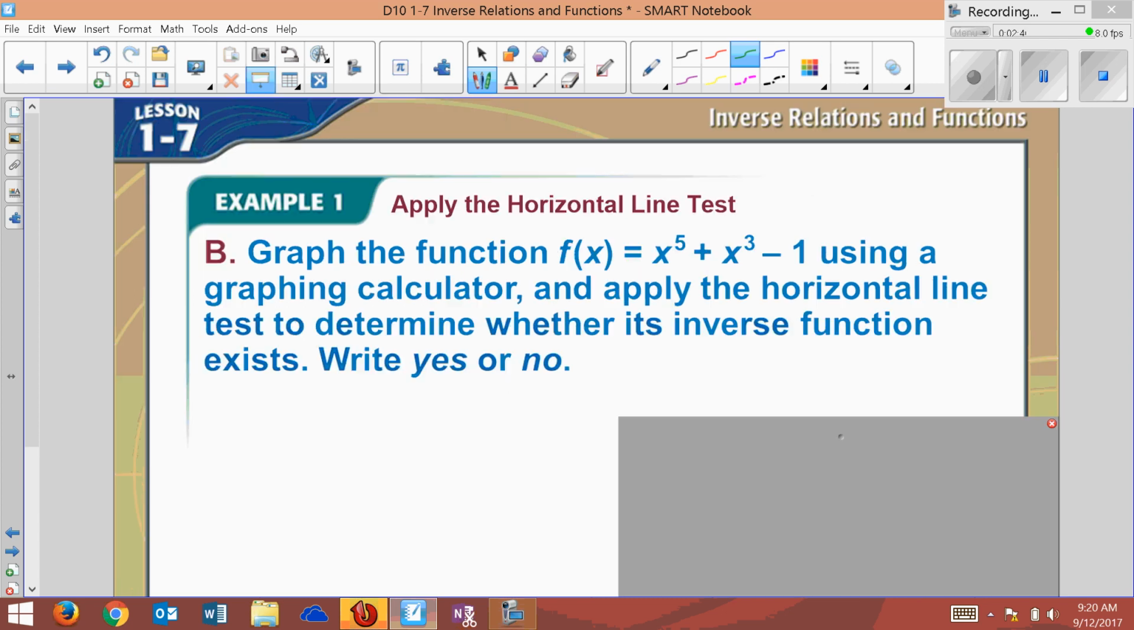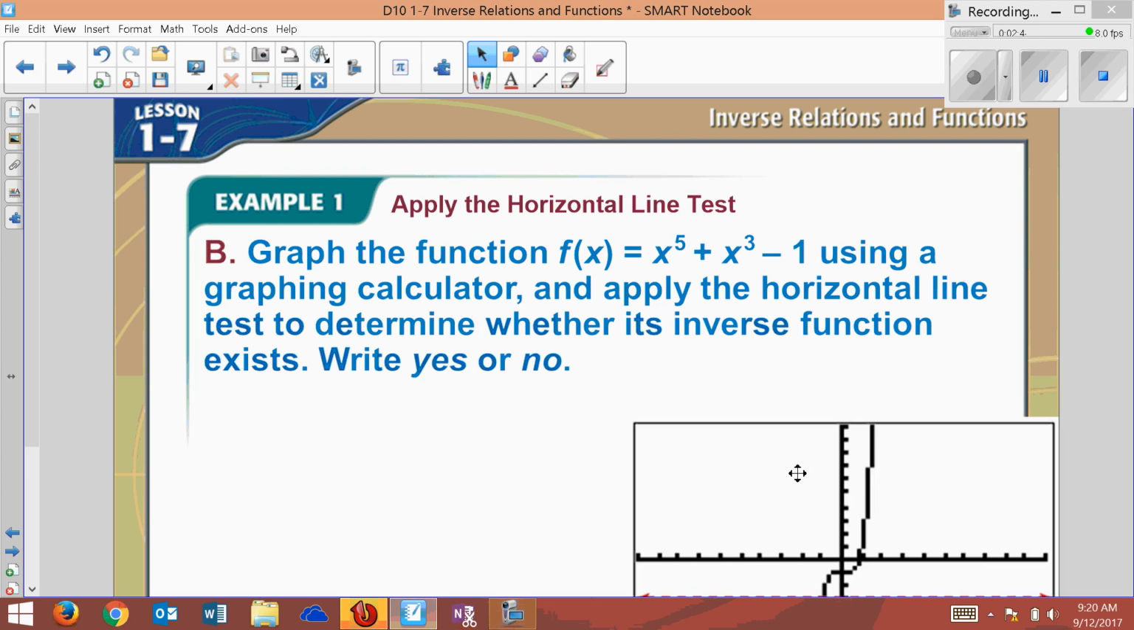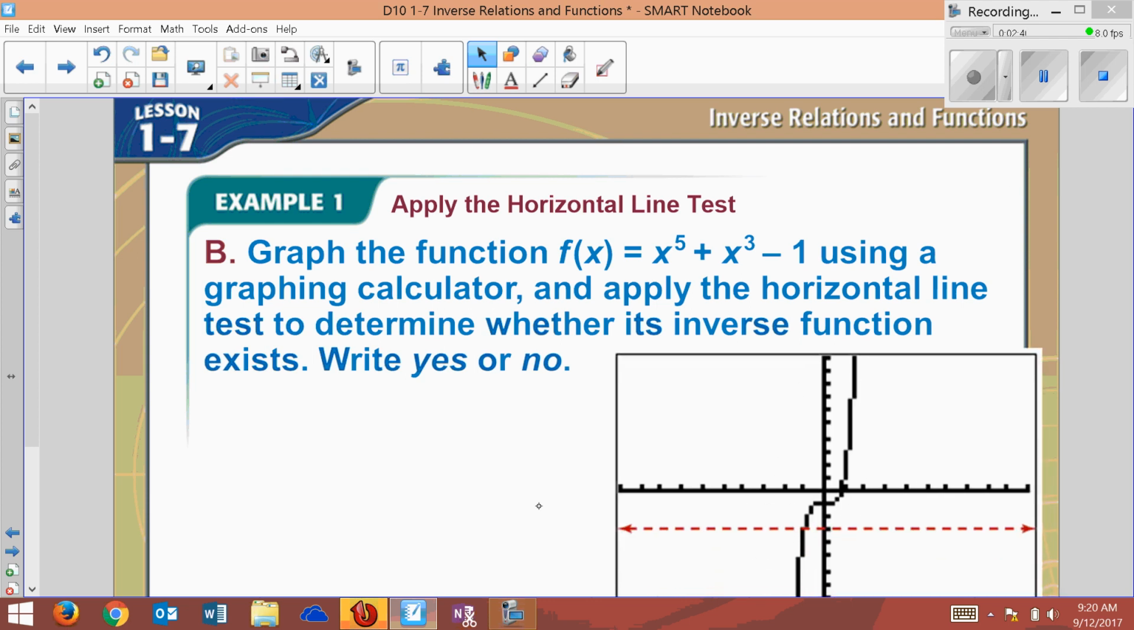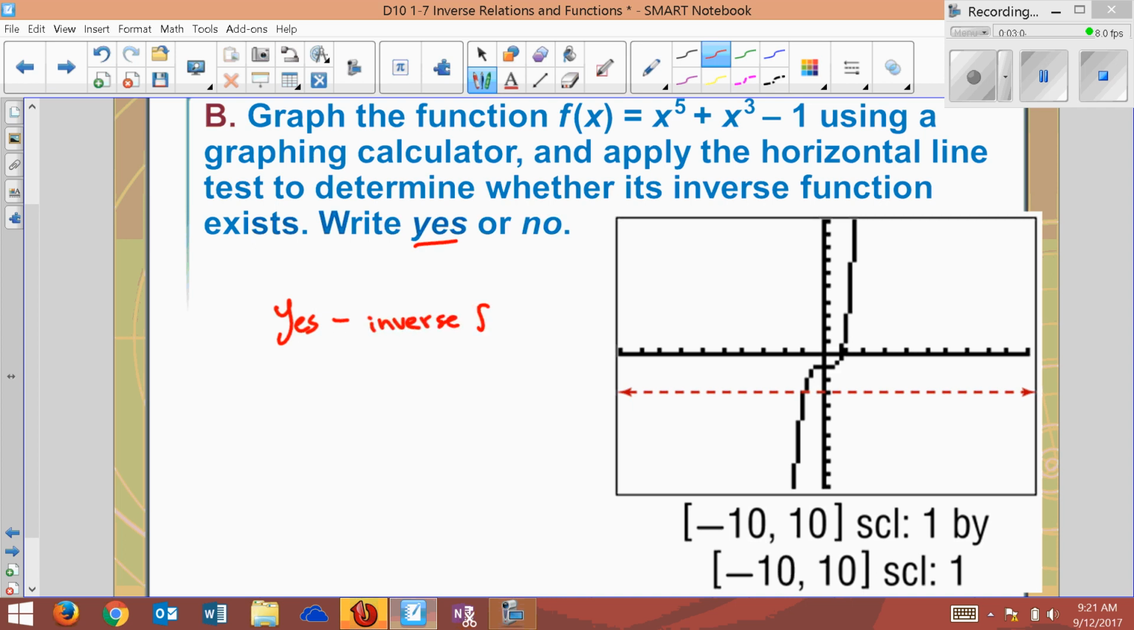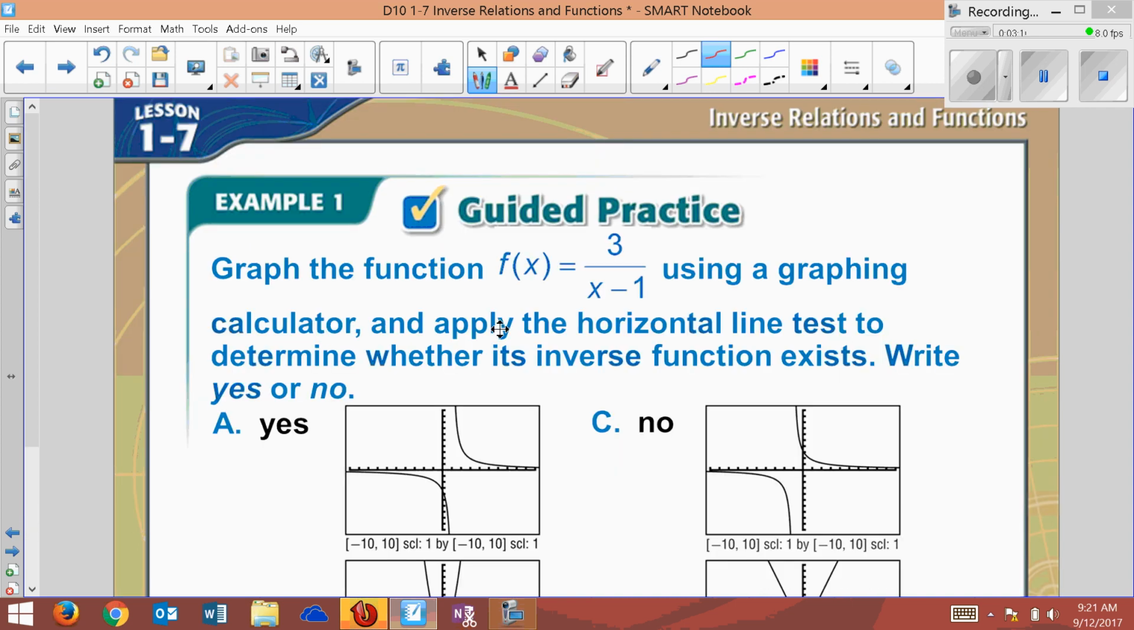Okay. Here's another one. We have this graph. We look at the picture, and this one we can see it would pass the horizontal line test. I know it's close in here, but it actually continues going up the whole way, so you never hit it more than once. So you would say, yes, this would have an inverse function. The inverse is a function. So now you can try this one.